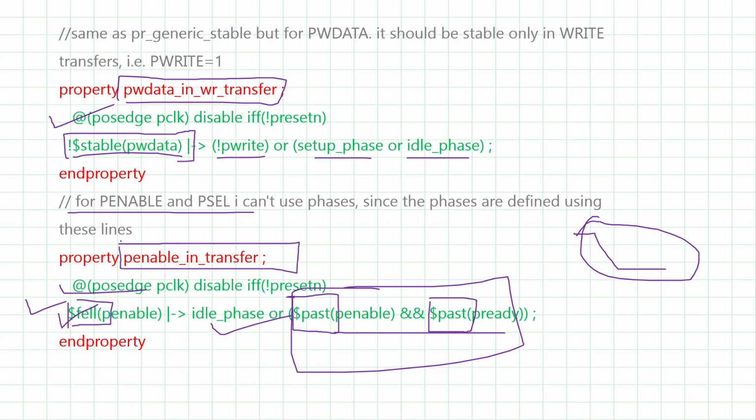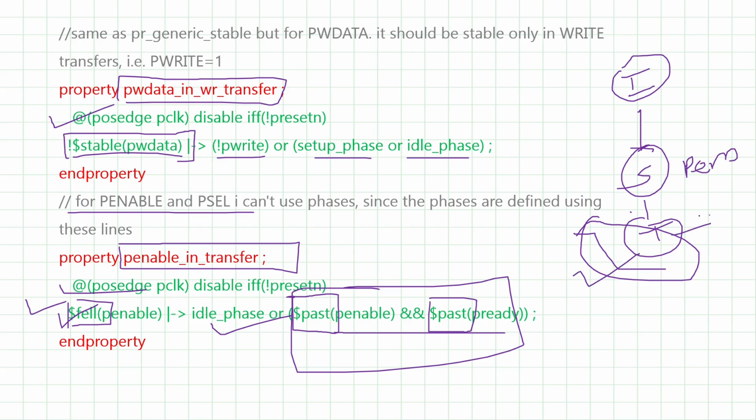p enable in transfer means here your idle condition is there. After that there is the setup condition. After that this transfer condition is there. So if p enable falls like this, then the transfer condition should be there, and in the transfer condition we need p ready. Whenever p select and p enable are 1, then the p ready signal should come there at the past cycle, and in this cycle p enable should fall. So these are the assertions we are talking about at the transfer stage or state.